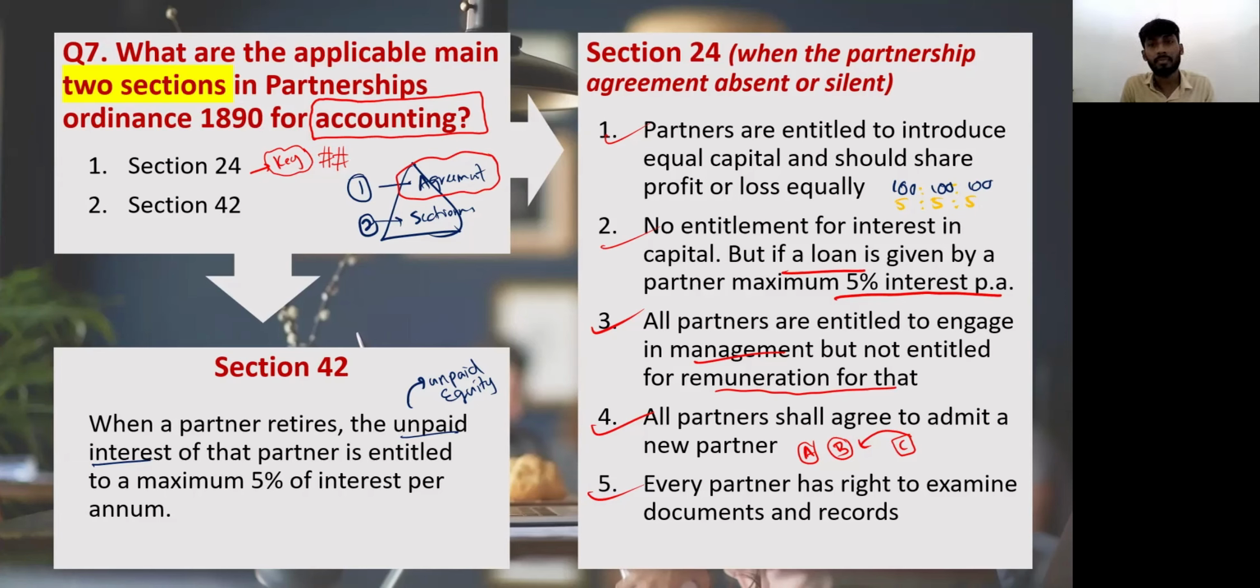No, you can't. Why? When the partnership agreement is silent, you need to think about what comes into your mind. We are not going to pay. Why? Section 24 says don't pay interest on capital. Those things need to come into your mind. Okay, this is the summary of section 24 and section 42. Clear.